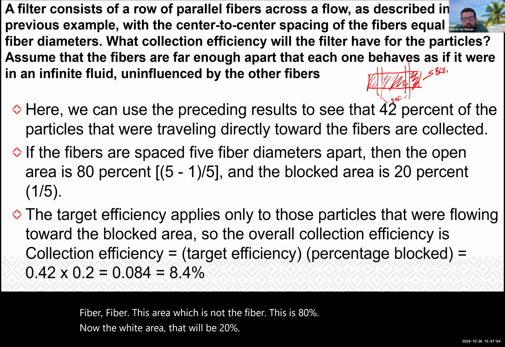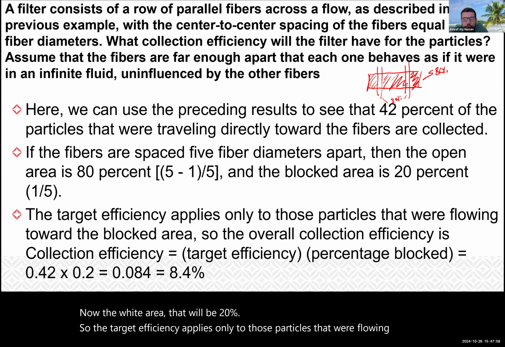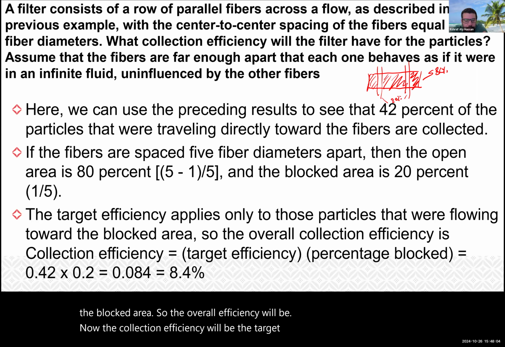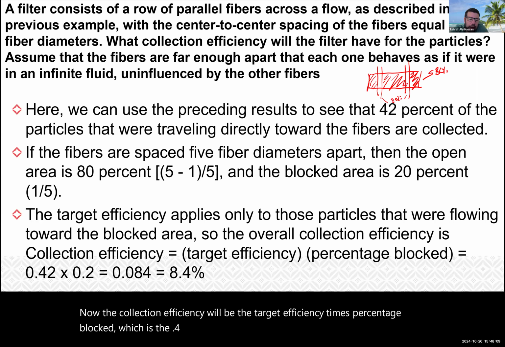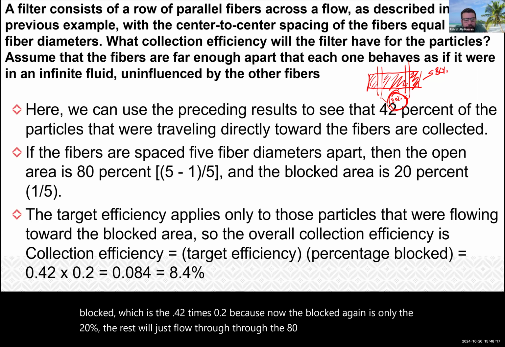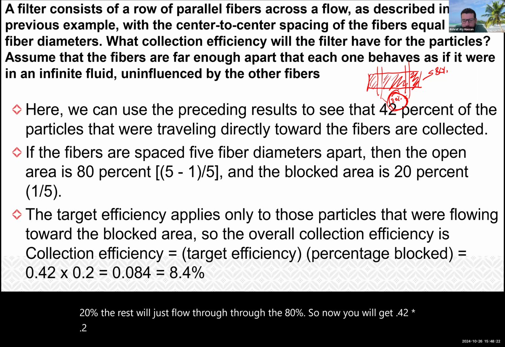So the target efficiency applies only to those particles that were flowing toward the blocked area. So the collection efficiency will be the target efficiency times the percentage blocked, which is 0.42 times 0.2, because the blocked area is only 20%. The rest will just flow through the 80%. So now you will get 0.42 times 0.2, which becomes 8.4%.